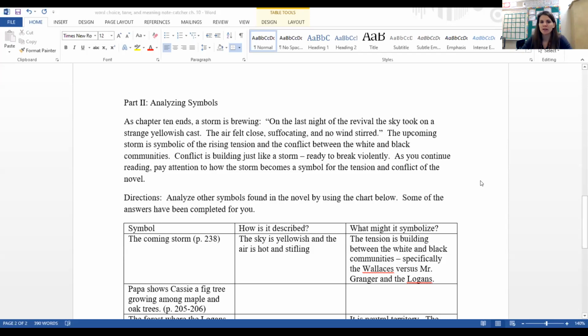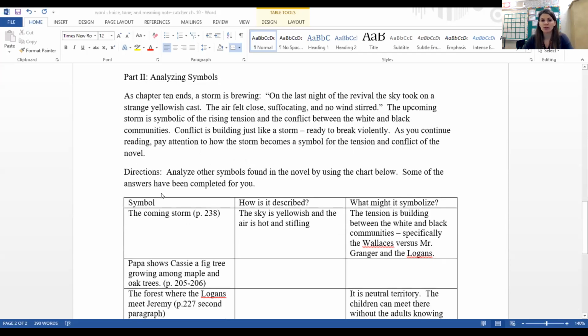As you continue reading, pay attention to how the storm becomes a symbol for the tension and conflict in the novel. So in chapter 10, we really don't get the introduction to it, and I'm telling you about it. But as you read the next 2 chapters, we get into the climax. Pay careful attention. I'm pretty sure there are some questions like this on your quiz at the end and connected to your chapter 11 and 12 questions.